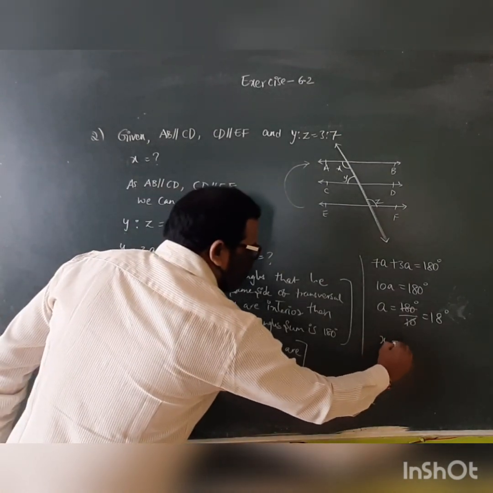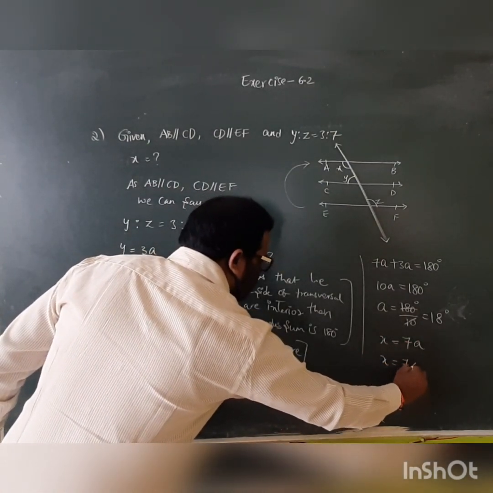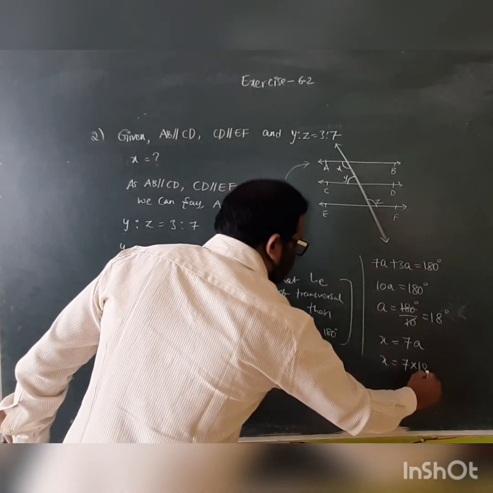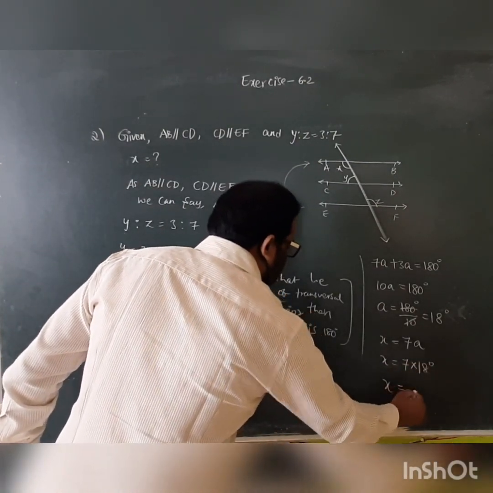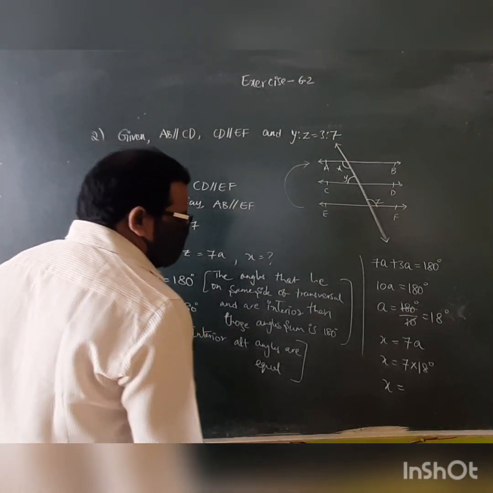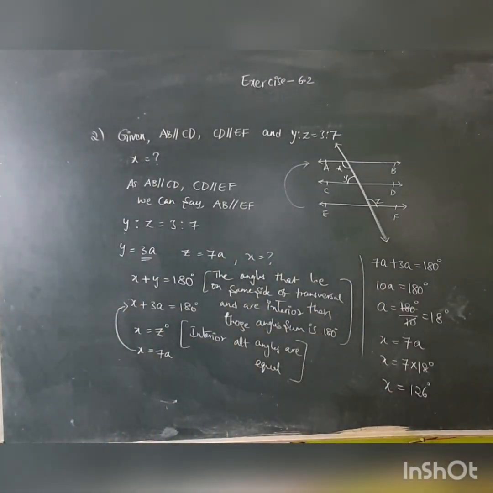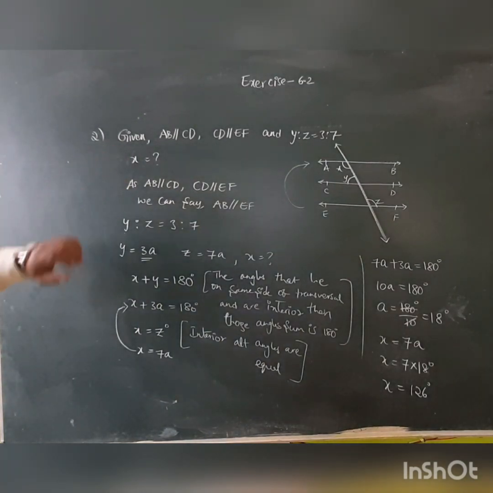So we can take out the x value directly from this. x equal to 7a, that implies x equal to 7 into 18 degrees. x equal to 7 times 18 is 126. This is the final answer which we need to find. Okay, let us see our next problem now.